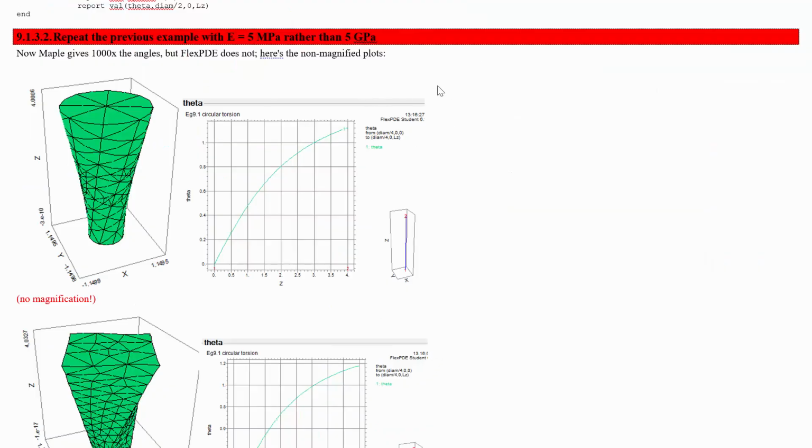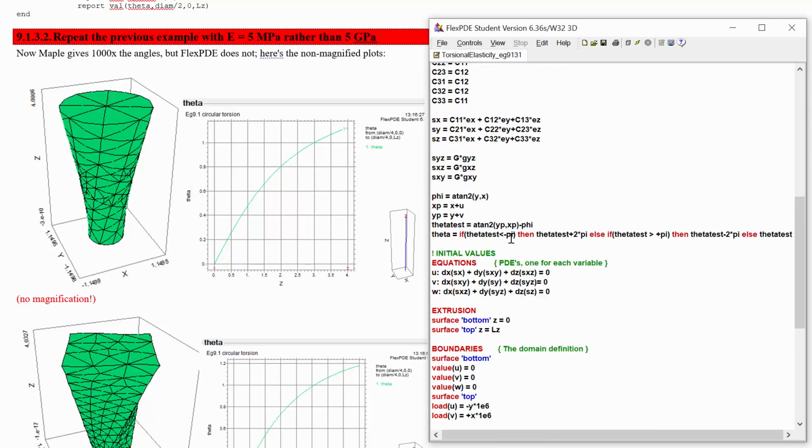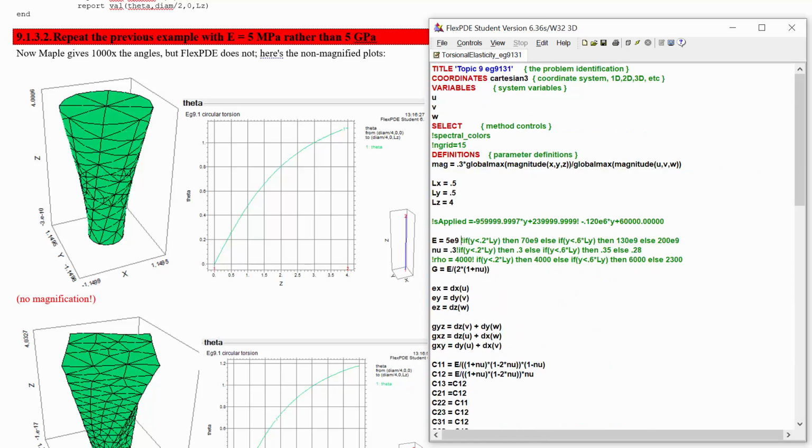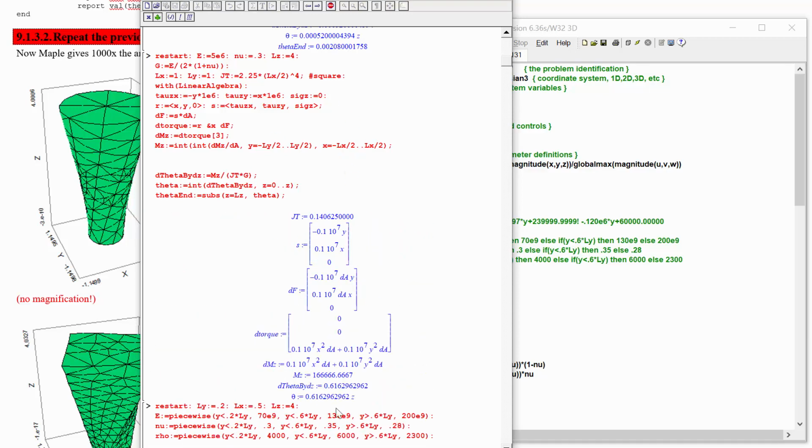The next example has you explore some of the limitations of this FlexPDE solution by applying torsions the way we're applying it. If we take the Young's modulus and reduce it by a factor of 1,000, then you would expect that the angle will just go up by a factor of 1,000, right? That's certainly what will happen in the Maple calculation. We'll get 2.46 as the angle at the end.